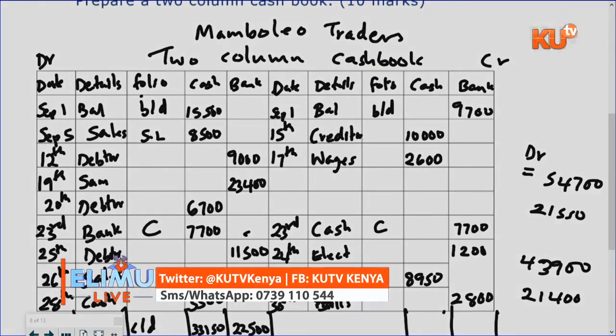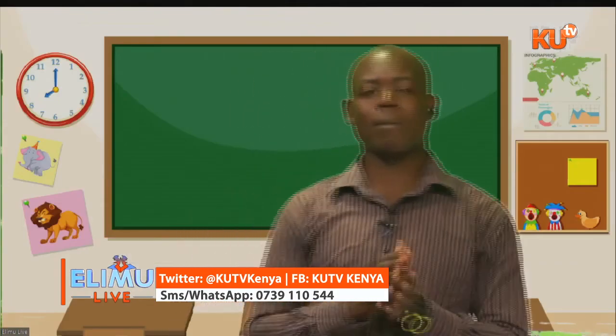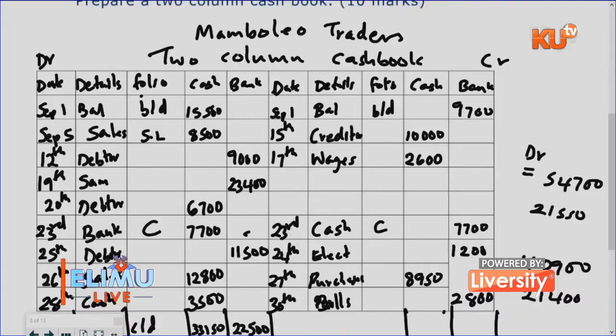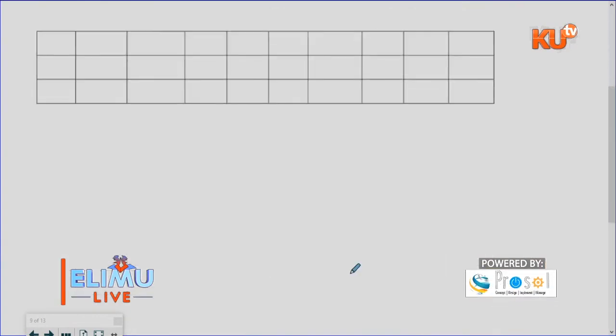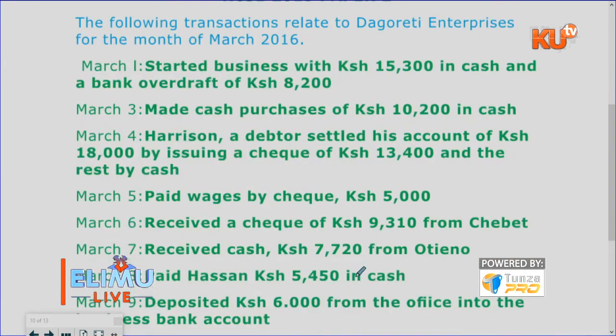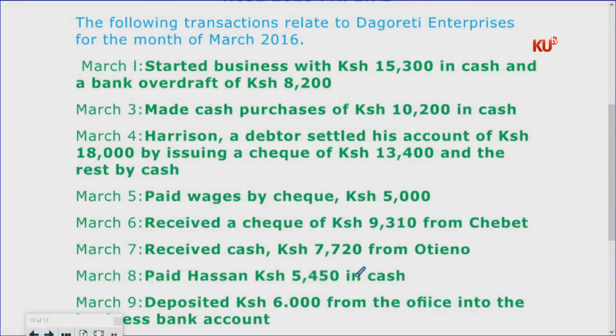So therefore, students, I believe you've been able to see what we do in the preparation of a 2-column cash book. Now, for your revision purpose, there is a question again that you can be able to look at, and then we will be able to end up at that point. So we have this is the question. Maybe in 1 minute you can be able to write that, then we conclude our lesson. Those are information relating to Dagoretti Enterprise.